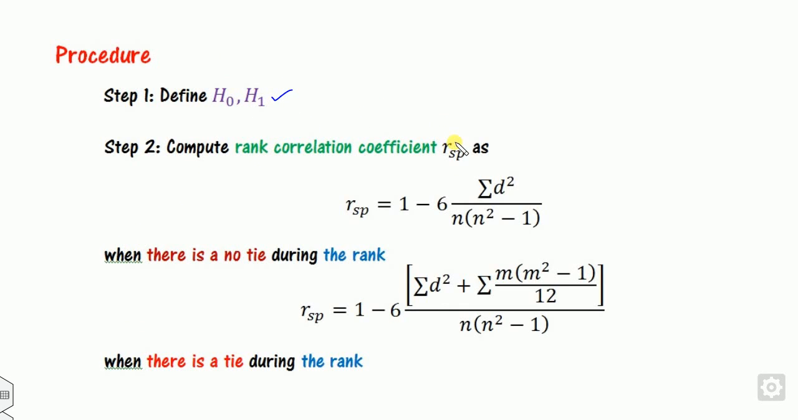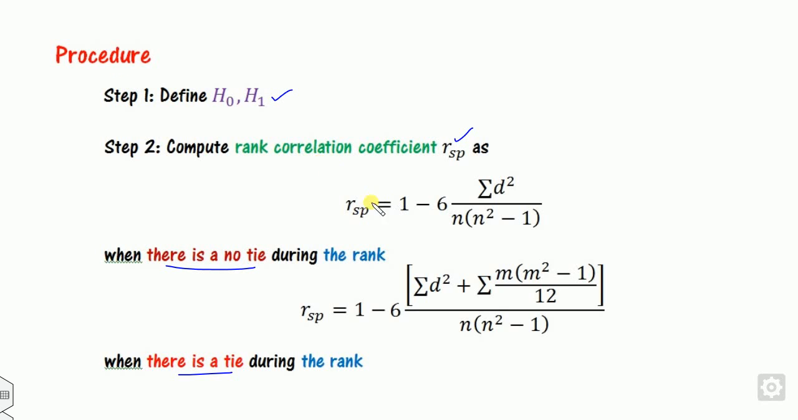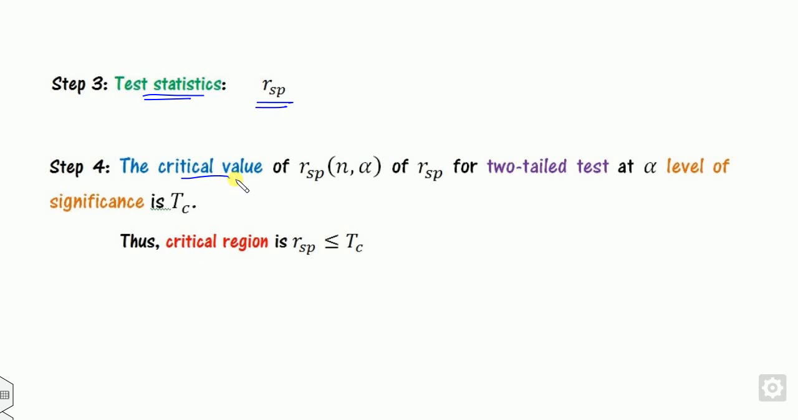Then we will find the rank correlation coefficient by either of the equations, depending upon whether there is a tie between the ranks or there is no tie between the ranks. Once we have the rank correlation coefficient, we define the test statistic, which is nothing but the RSP. RSP is calculated by using this, and we will check the critical values. How can you check the critical value? This n is the size, and this alpha is called the level of significance. So based on this, we will find the TC.